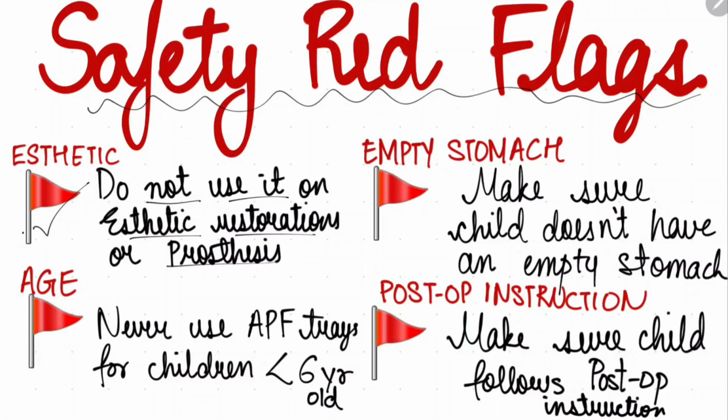Aesthetic restorations such as GIC, composite, or porcelain crowns and veneers will get ruined if you use APF on them, because APF contains hydrofluoric acid as a component, and it's a highly acidic solution or gel, so it will basically etch your aesthetic restorations and ruin their polish. Therefore, make sure you never use APF on patients who have aesthetic restorations, whether it's GIC filling or composite fillings or porcelain or ceramic crowns and veneers.